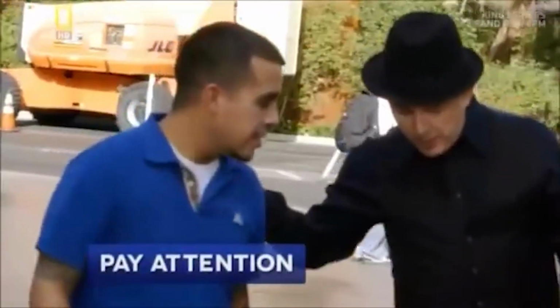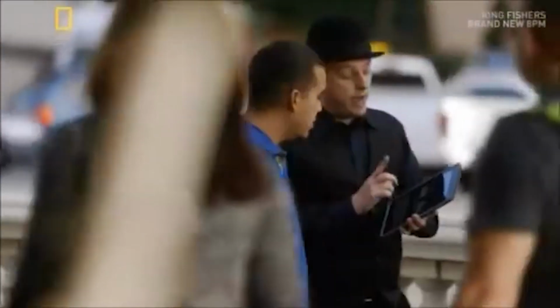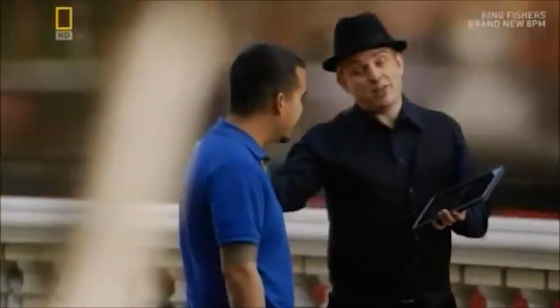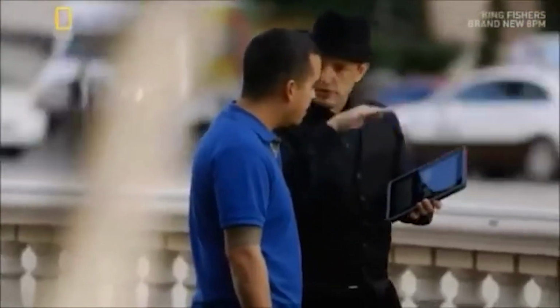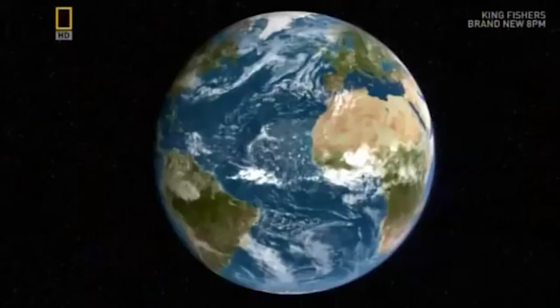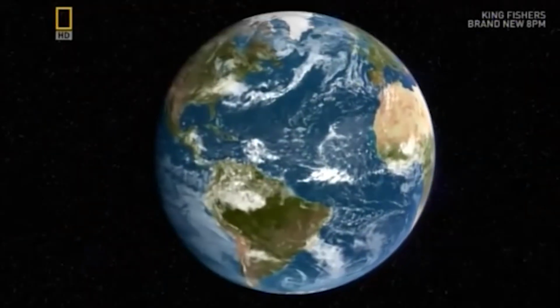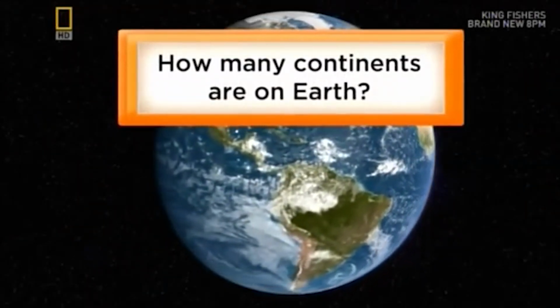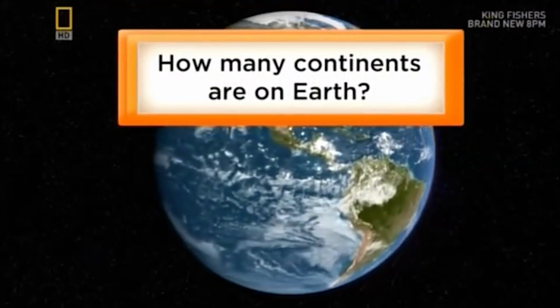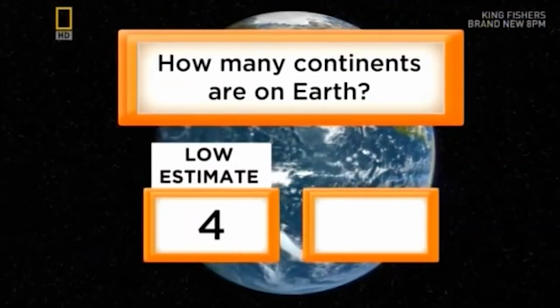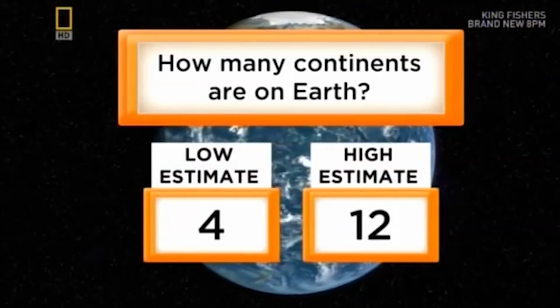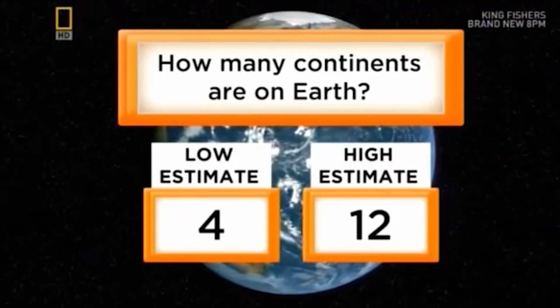I want to play a game with you real quick. Apollo is going to ask people on the street some trivia questions, and you can play along at home. You don't have to know the exact answer to each of the questions, but just give a range that you're completely confident encompasses the answer. For instance, if I ask you how many continents there are, and you're not sure of the answer, but you think it's around 7, all you have to do is come up with a range of numbers that you're confident includes the right answer, like 4 to 12.